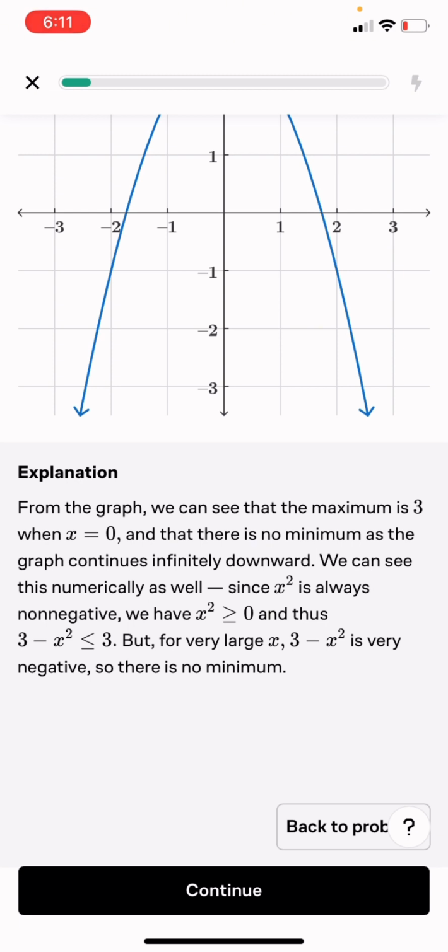From the graph, we can see that the maximum is 3 when x equals 0, and there is no minimum. The graph continues infinitely downward. We can see this numerically as well. Since x to the second is always non-negative, we have x to the second power is greater than or equal to 0. And thus 3 minus x to the second is less than or equal to 3. But for very large x, 3 minus x to the second is very negative, so there's no minimum.